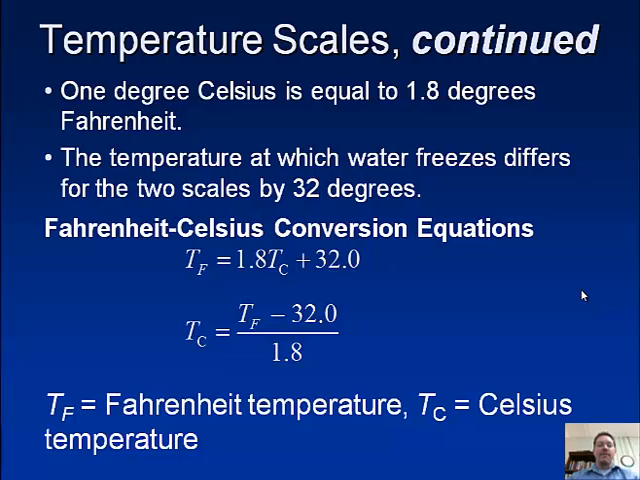We can convert between Fahrenheit and Celsius using one of these equations. We use the subscript F to indicate Fahrenheit and subscript C to indicate Celsius. Temperature in Fahrenheit is equal to 1.8 times the temperature in Celsius plus 32. If we wanted to find the Celsius from Fahrenheit, it's going to be equal to the temperature in Fahrenheit minus 32, divided by 1.8. I think there's another equation that uses 5/9 and 9/5, so those work as well.